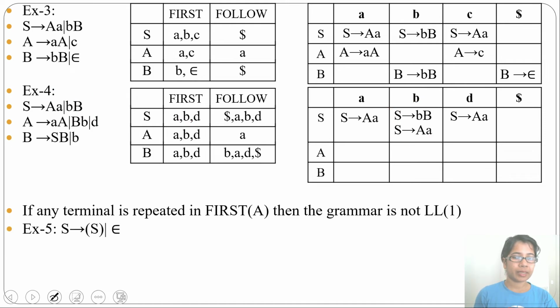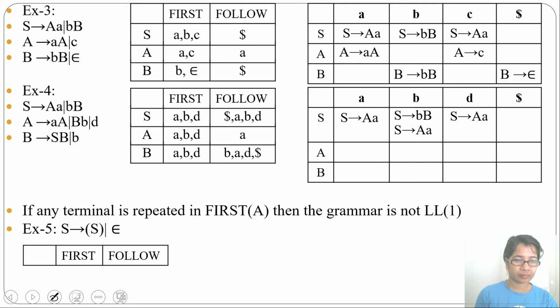Next example, S derive open bracket S close bracket or epsilon. Now what will be first and follow? What will be first of S? First of S will be open bracket and epsilon. And what will be follow of S? Follow of S will be close bracket plus dollar, as this is the start symbol.